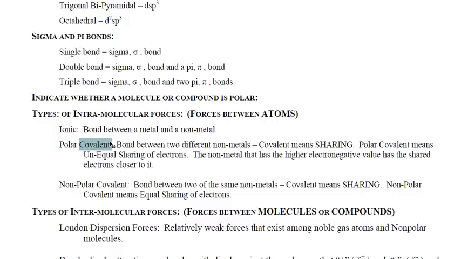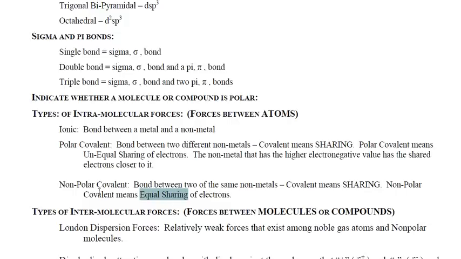So if we have different nonmetals, we have a polar covalent bond. Polar means unequal sharing of electrons, and it's between two nonmetals. If we have the same kind of nonmetal, then we have equal sharing of electrons. So if you have equal sharing of electrons, there is no quote-unquote tug of war, and I use that tug of war analogy to help you to determine whether or not you have a polar or nonpolar compound.